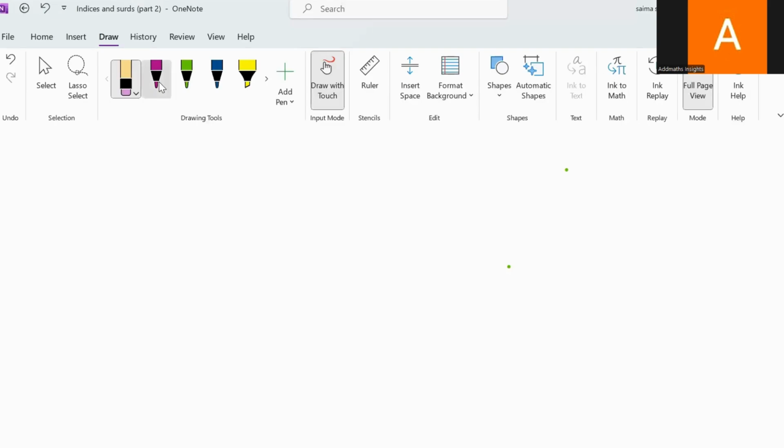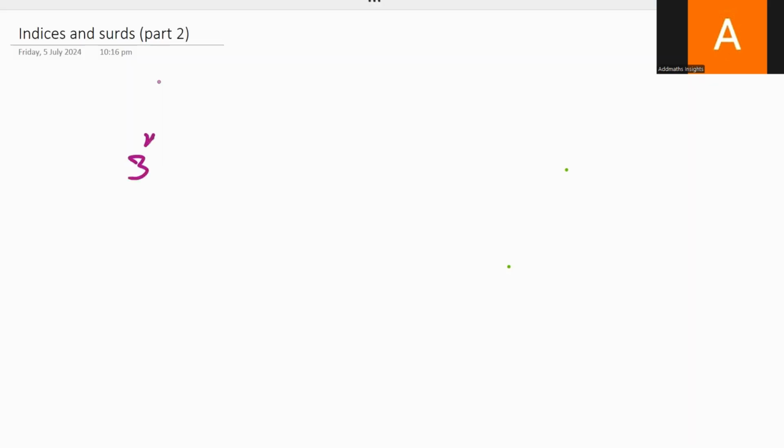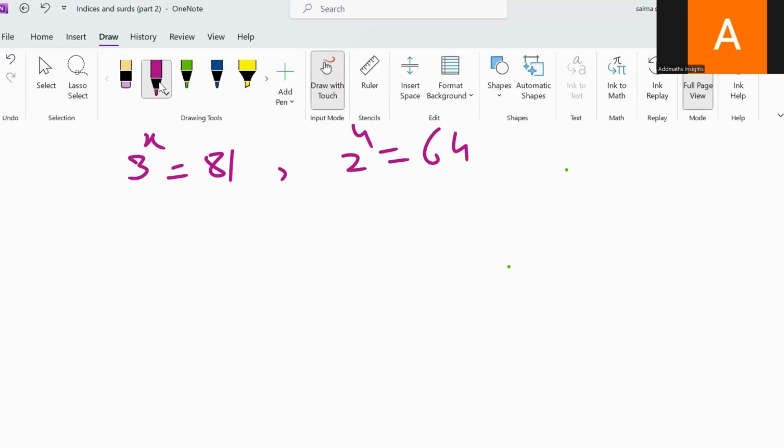In today's video, you will learn to solve equations involving indices. First, I'll give you examples of exponential equations. They may be of the type 3 raised to the power x is equal to 81, or 2 raised to the power x is equal to 64.